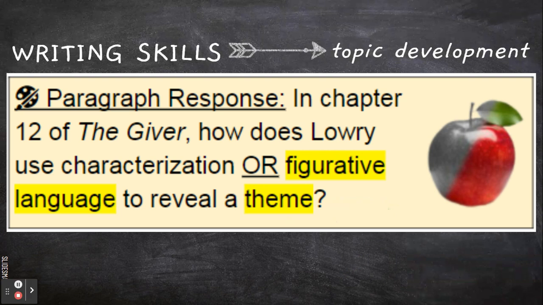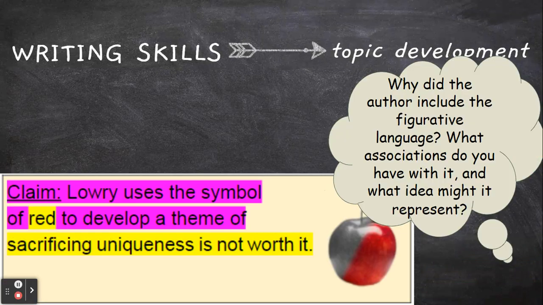All right, what if I wanted to write about how figurative language develops theme? I'd ask myself, why did the author include that figurative language? What associations do I have with it? And what idea might it represent? Look at my claim in the bottom. You see I'm naming the figurative language, the symbol of red, and I'm also naming the theme it develops.